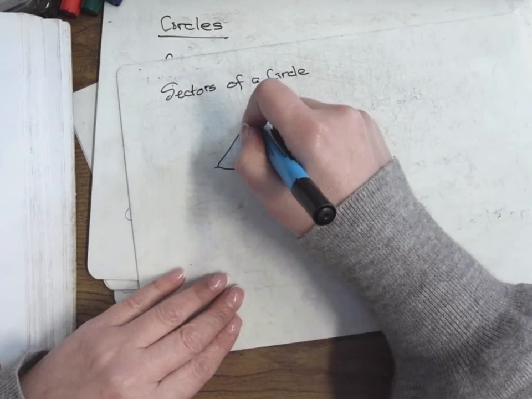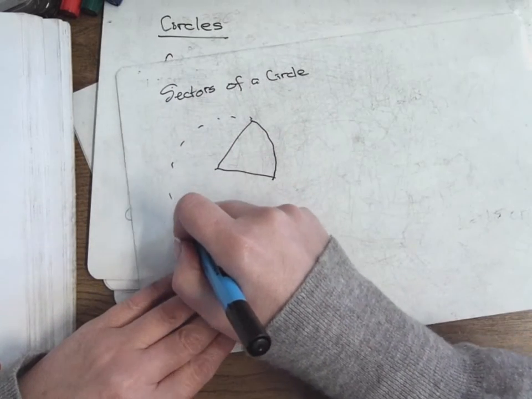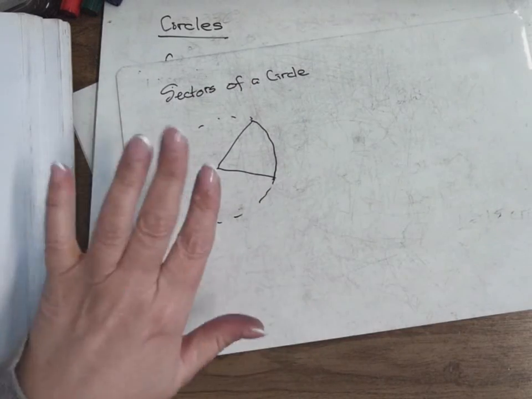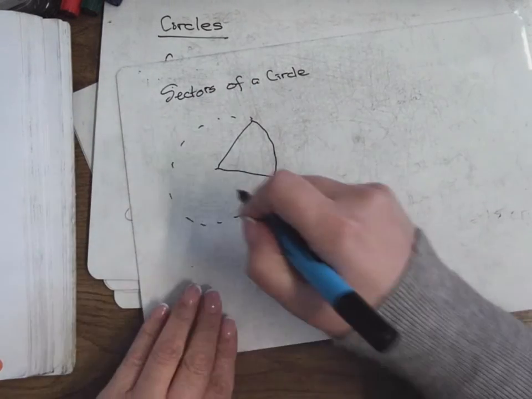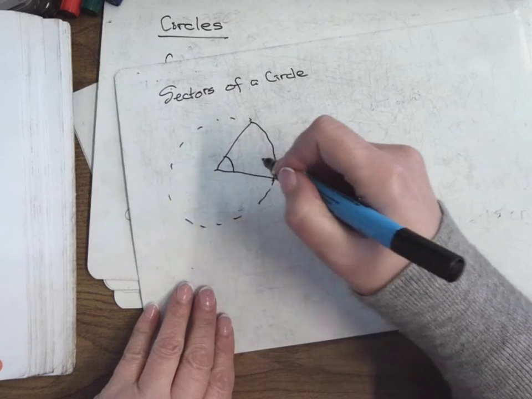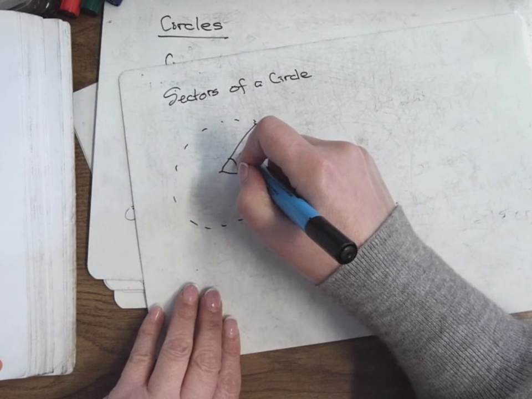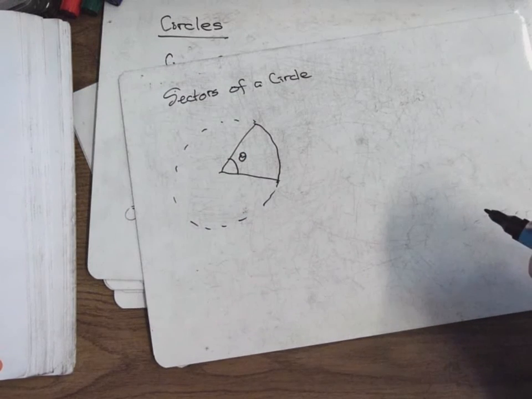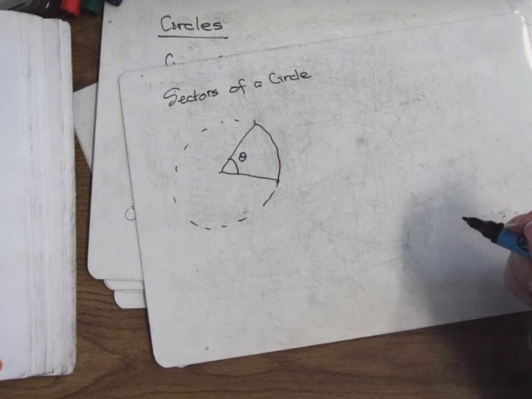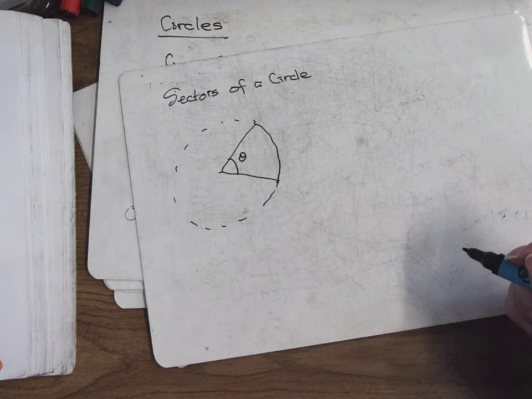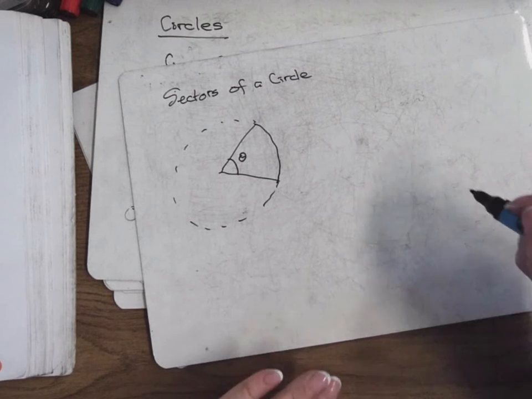Remember it was a full circle, but now they've reduced it down to a sector. You need this angle in here, so they have to tell you this angle. This angle is called theta. It's just a Greek letter, like ABC. It's the one they use in the log tables, that's why I'm using it.